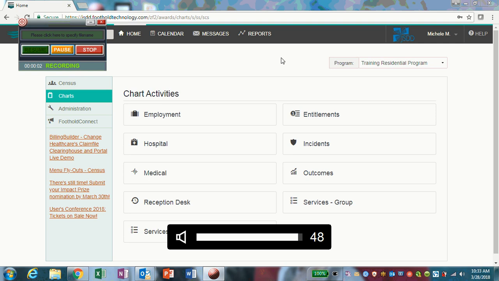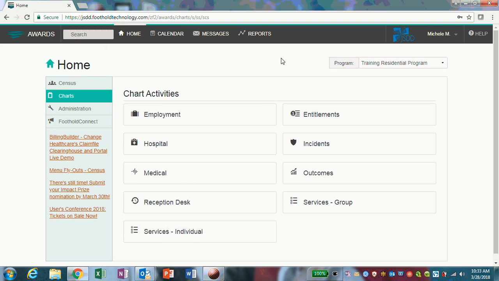Okay, this video is on how to do data entry for the daily logs. These entries are done at the end of each shift. Even if you're doing a double, you're going to do an entry at the end of each shift. So you've got morning, evening, and overnight. You're going to stay in the training residential program.